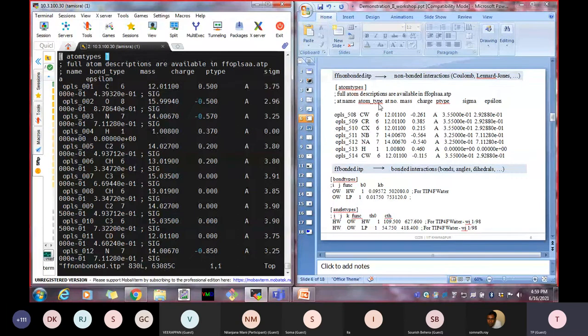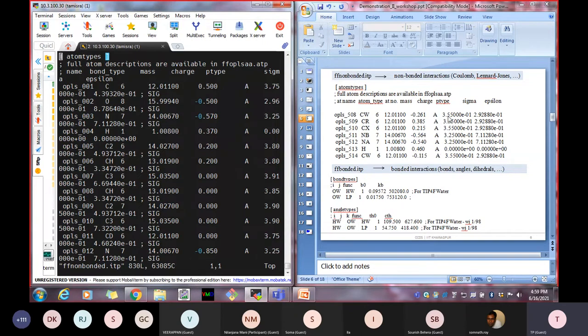Then there is a section for your atomic number, the mass, the charge. This is the p-type, which GROMACS usually uses for your particle type, and there is something else, but that's not important right now. So it's better to just take it like there is particle type A. There are always virtual sites, which are designated as B. So it's not important for the time being.